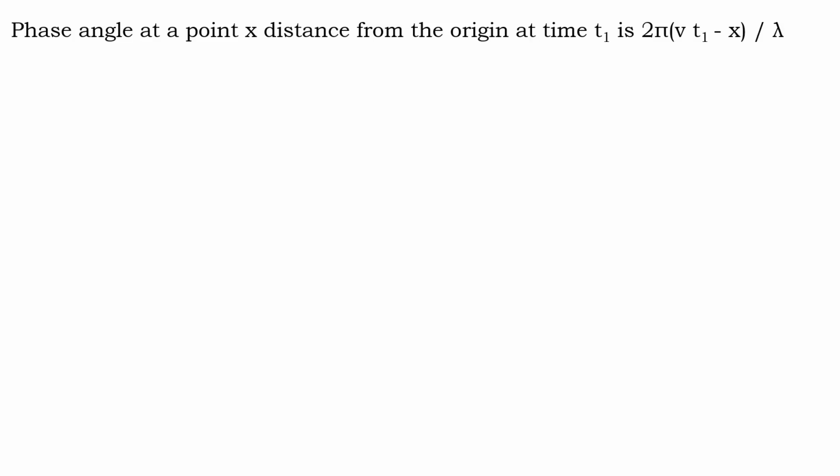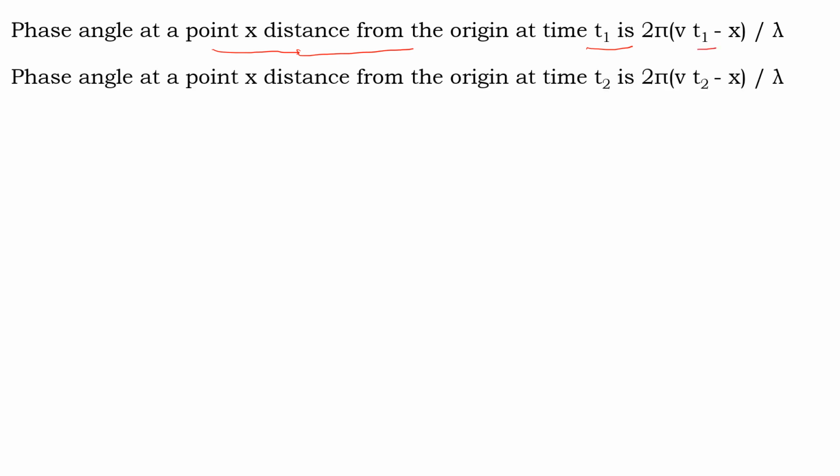That is, the phase angle at a point x distance from the origin at a time t1 is 2 pi by lambda into v t1 minus x. Similarly, the phase angle at a point x distance from the origin at a time t2 is 2 pi by lambda into vt2 minus x. That is, here considering the same point, at a distance x from the origin, but the time will be different.